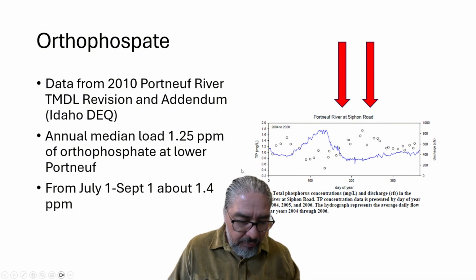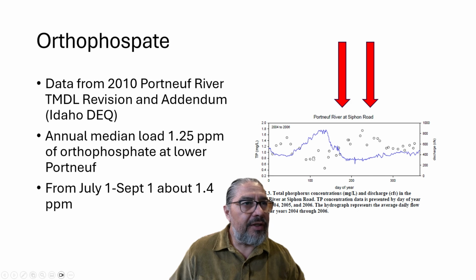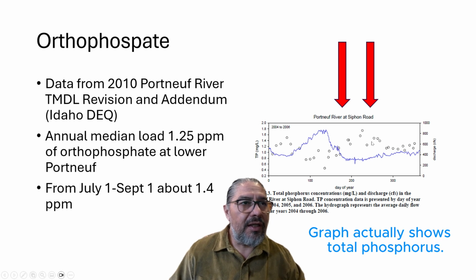For the data, I wanted to use real world data here. This is older data, from a 2010 Portneuf River total maximum daily load revision and addendum report produced by the Idaho Department of Environmental Quality. In that report, they're reporting that the annual median load is 1.25 parts per million of orthophosphate at lower Portneuf River. In this graph, you can see these values, these circles. Those are the orthophosphate values reported at different time periods.